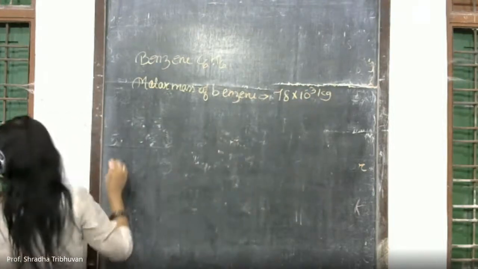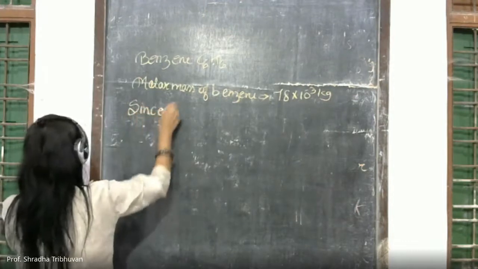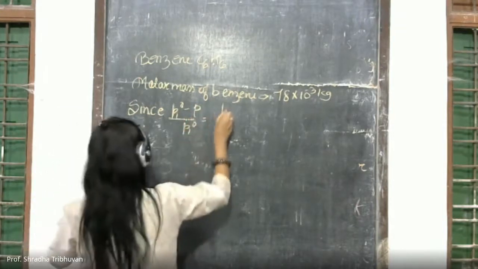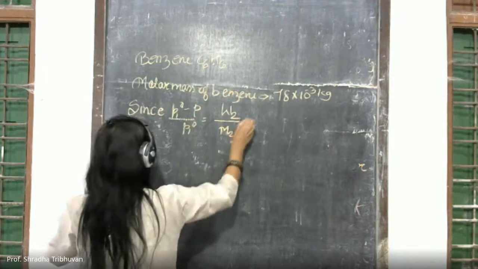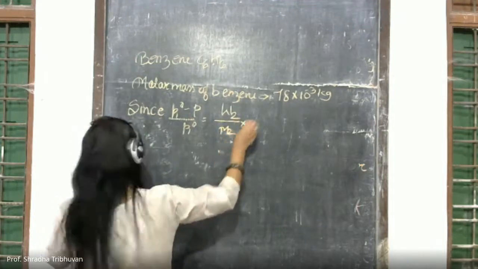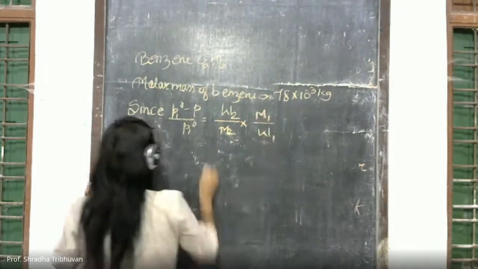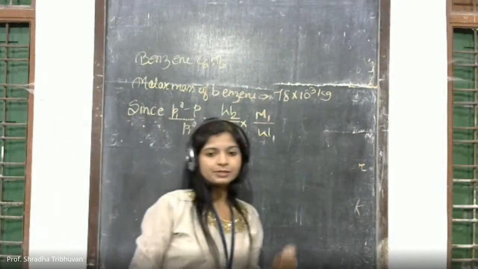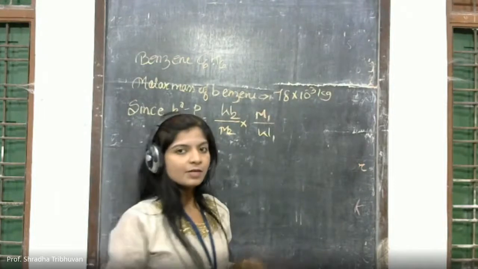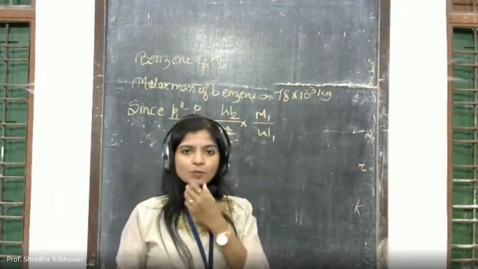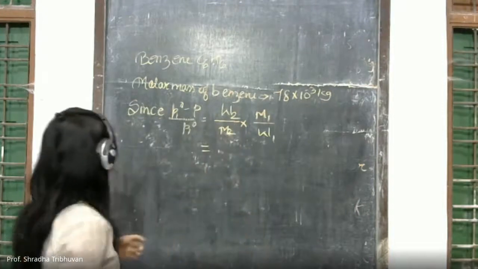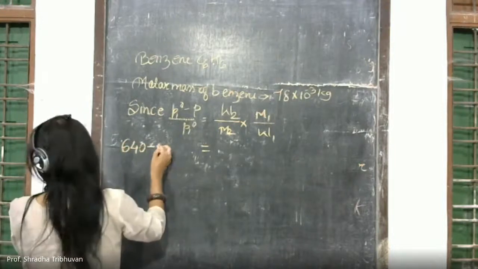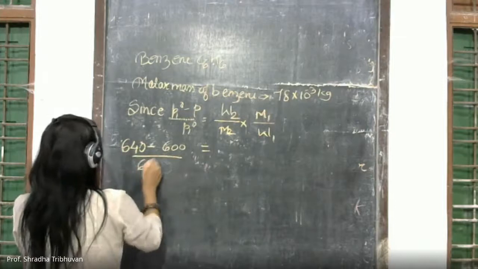Since we have already discussed this: (P1 naught minus P) divided by P1 naught is equal to W2 upon M2 into M1 divided by W1. Always remember, this notation naught is for pure, which we discussed during the lectures. The value given for the pure compound is 640, so (640 minus 600) divided by 640.